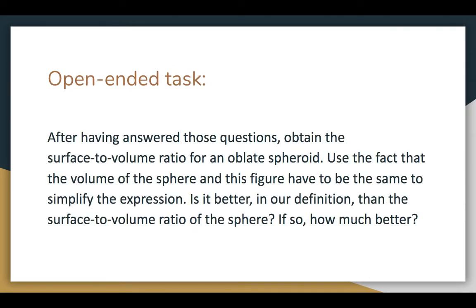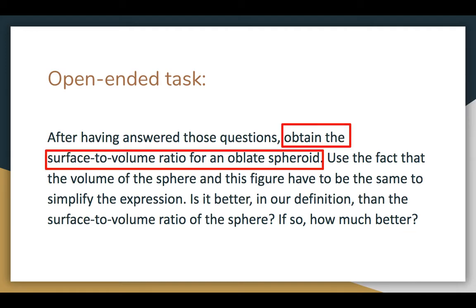And for the open-ended task, after answering these questions, obtain the surface to volume ratio and compare it to the other forms that I already had compared in the other document, and tell me which one's better, how much better. For this one, the first thing is this kind of a reading comprehension question, and the first thing you notice is this. This is the first instruction: obtain the surface to volume ratio for the oblate spheroid. That is just putting the surface formula and dividing it by the volume formula. So you know what to do.